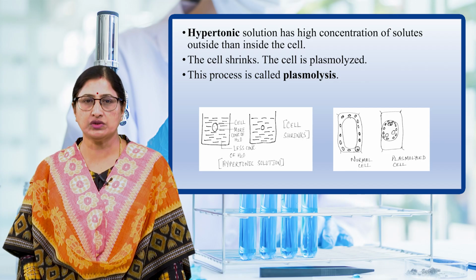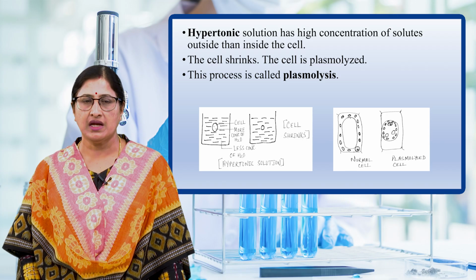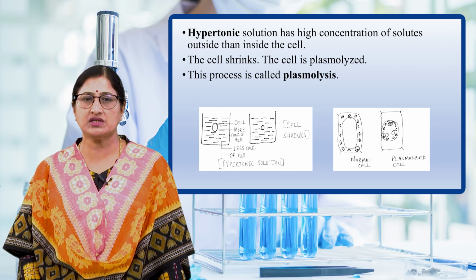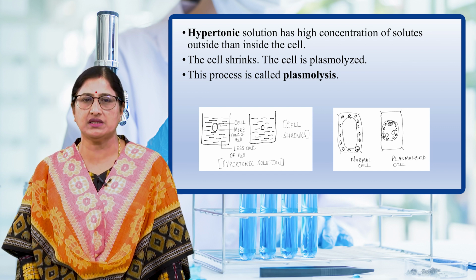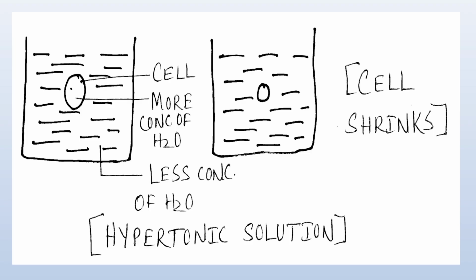Now, hypertonic solution. This has high concentration of solutes outside the cell than inside. Therefore, water moves from the cell to the external surrounding and the cell shrinks, or else we can say that the cell is plasmolyzed, and the entire process of shrinkage of cell is called plasmolysis. Students, see the picture. If a cell is kept in a hypertonic solution, then water moves from the cell to the surrounding. Therefore, the size of the cell decreases or the cell shrinks.